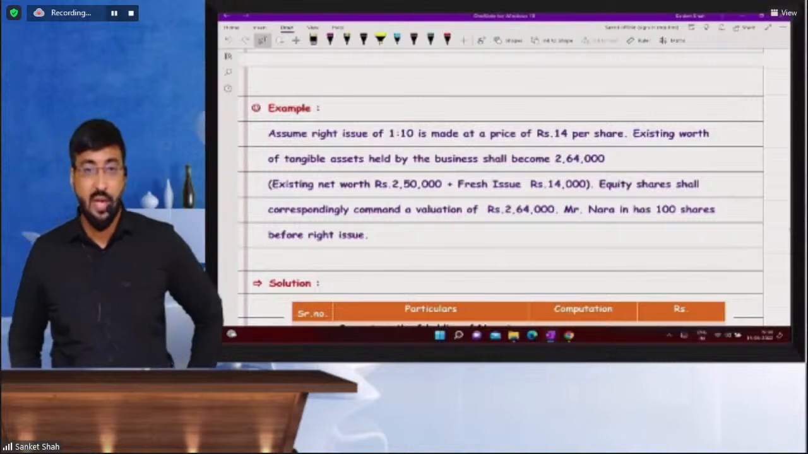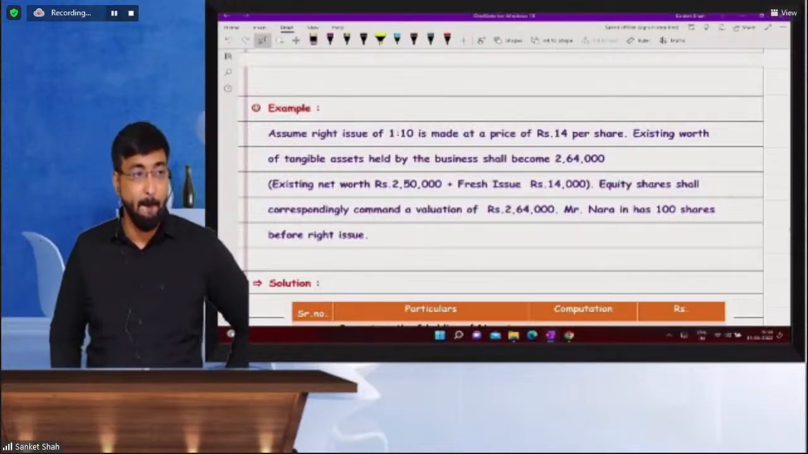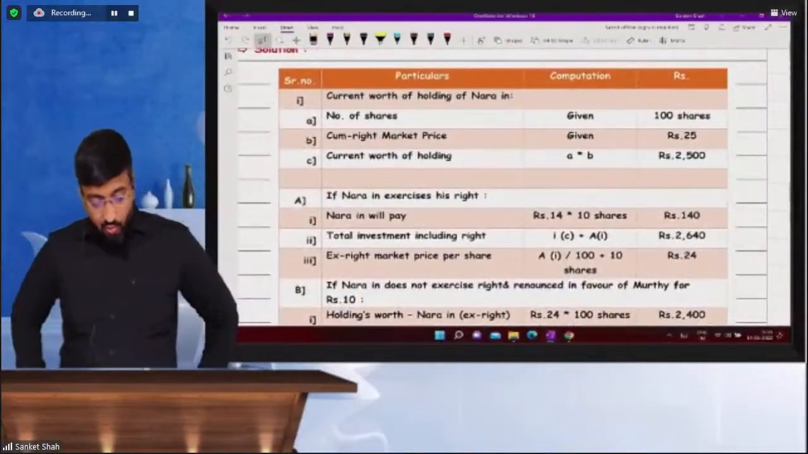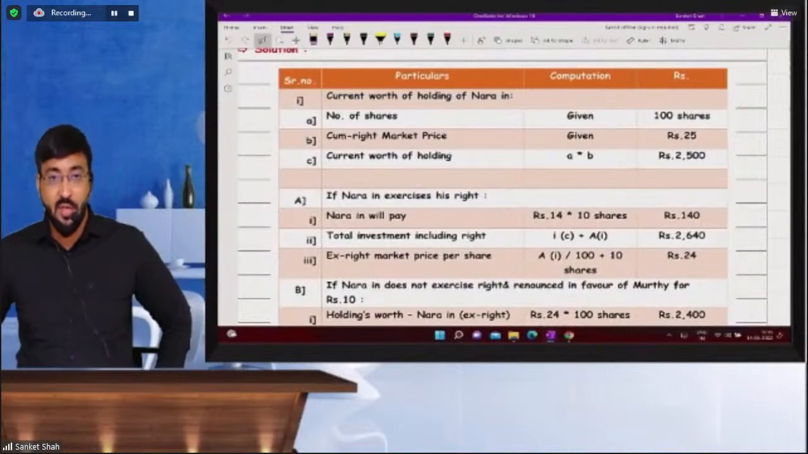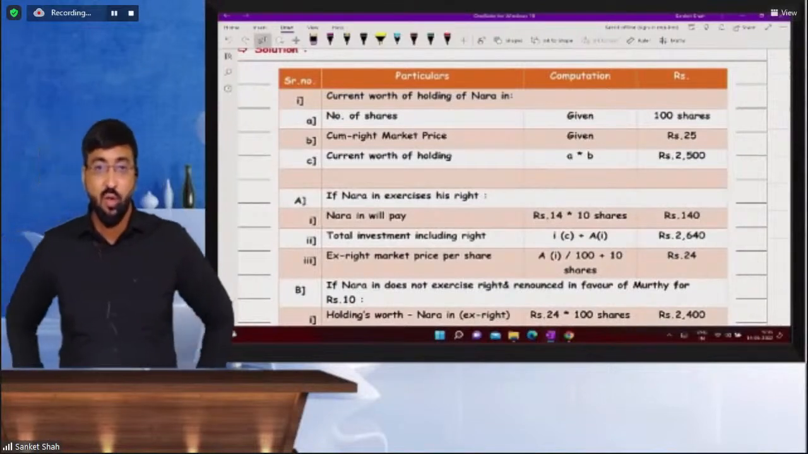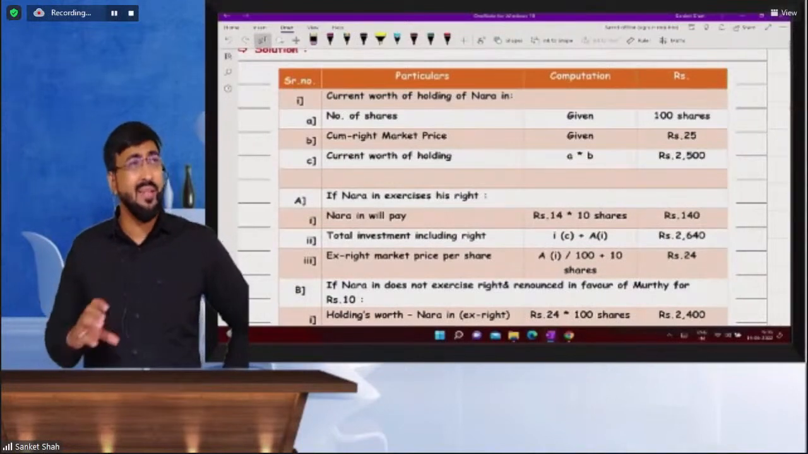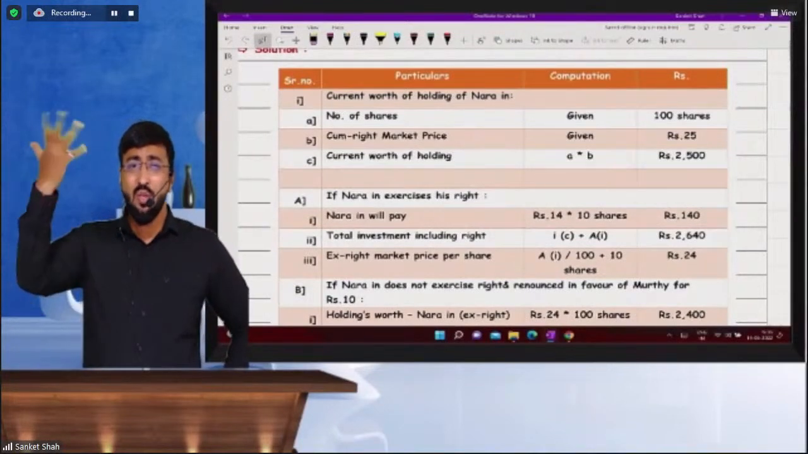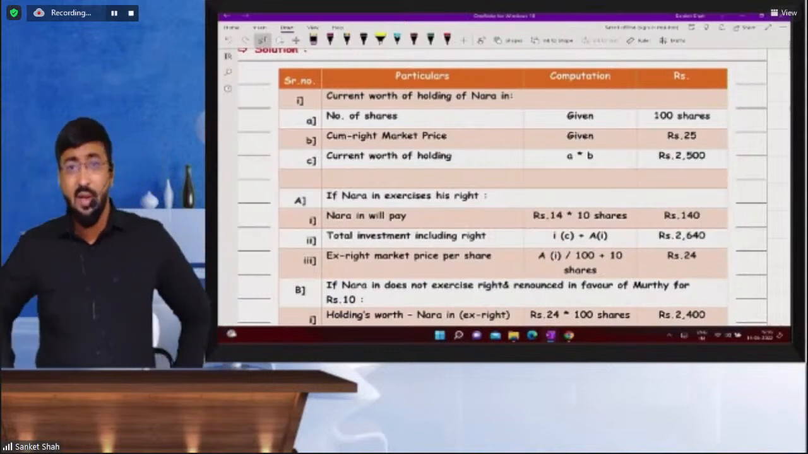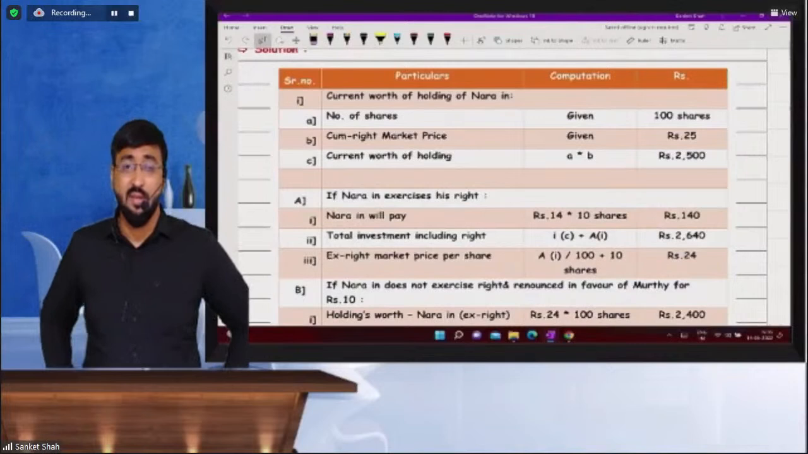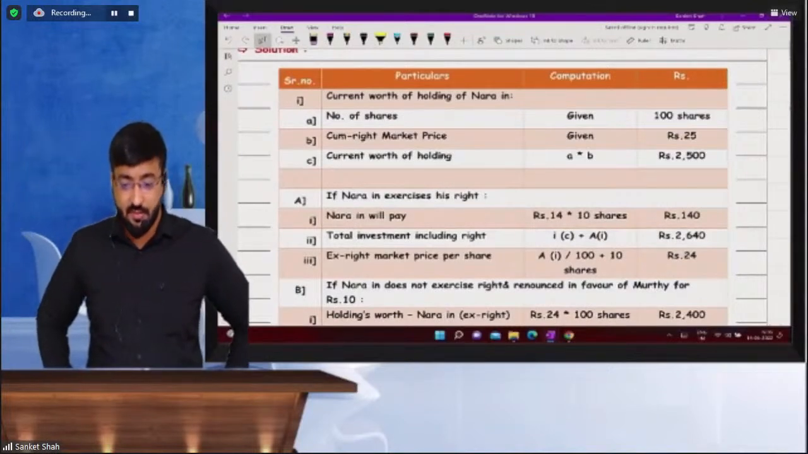So you must have understood right shares. In right shares, if you remember, I told you that you calculate the number of shares into current right market price, that is the current worth of the holding. In simple language, you are renouncing your right, that is, transferring your right, and if you are transferring your right, how much amount you should collect from that person is called right shares.